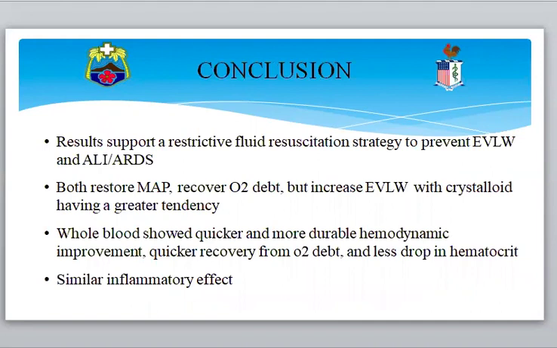In the early phase, within 4 to 6 hours of hemorrhage, followed by resuscitation, we found that crystalloid resuscitation has a tendency towards increased extravascular lung water as compared to a whole blood resuscitation strategy. PaO2 to FiO2 ratio did not decline significantly, suggesting that no clinically significant pulmonary edema or lung injury occurred.